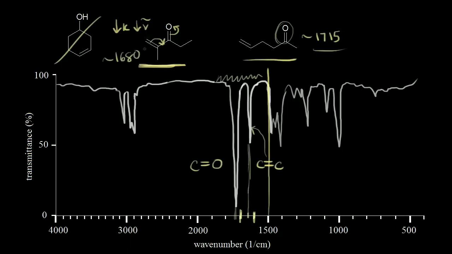I don't know exactly where it is, but it's definitely less than 1700, and this is very clearly, let me go ahead and mark this here, the 1700 line, and our signal is past that. So this must be talking about the unconjugated ketone over here on the right, and so this spectrum corresponds to this molecule. So hopefully that gives you a little bit of insight into how to approach some simple IR spectra.